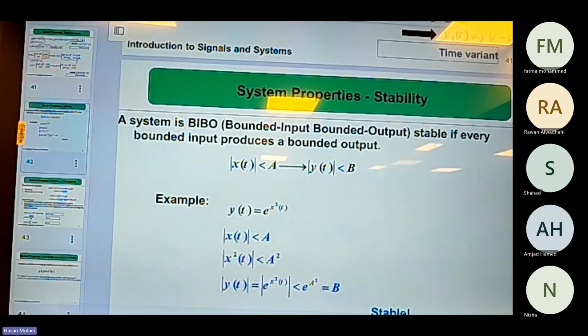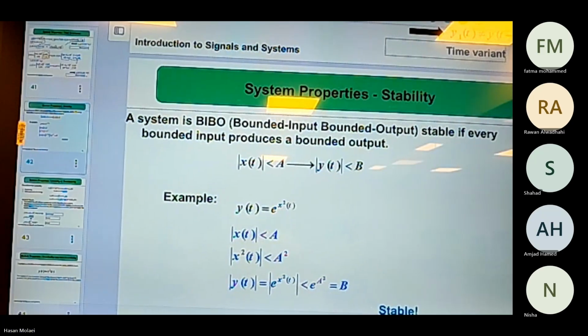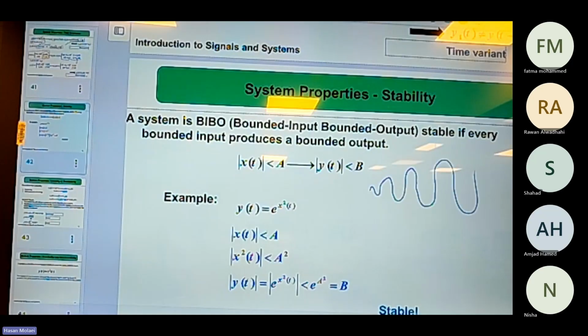Stability is one of the most important parts for us in designing a system. If I have a limited input, our output should be limited. Do you remember this one? That was the output.